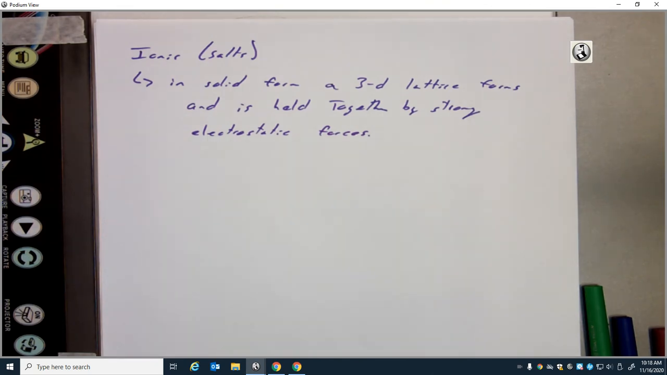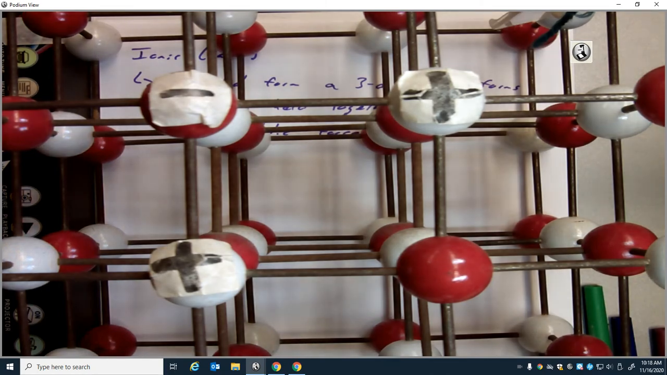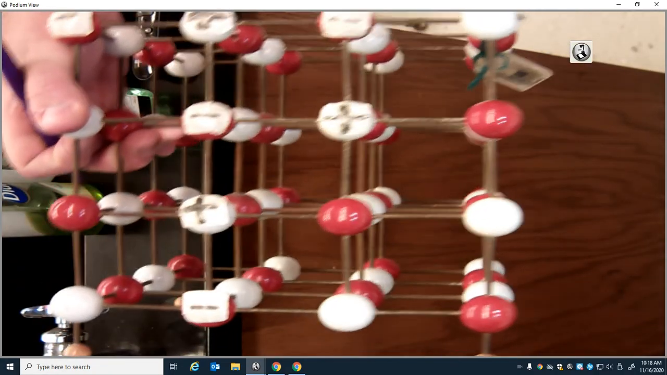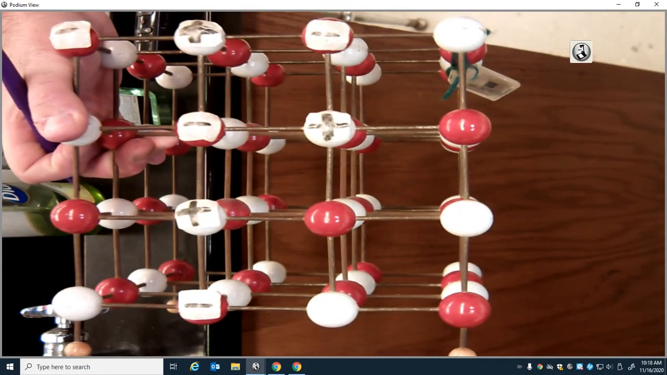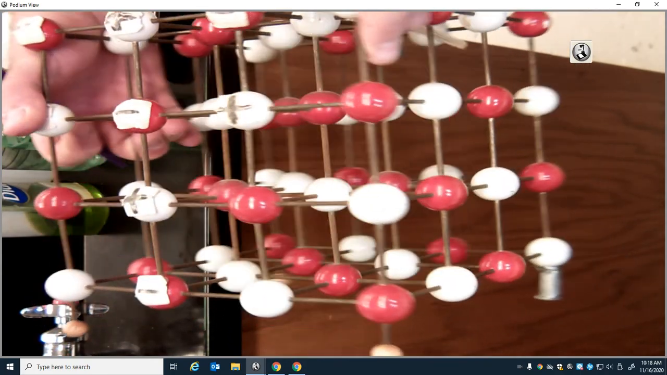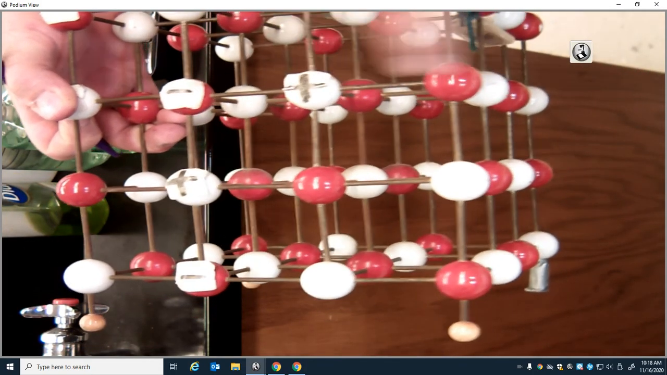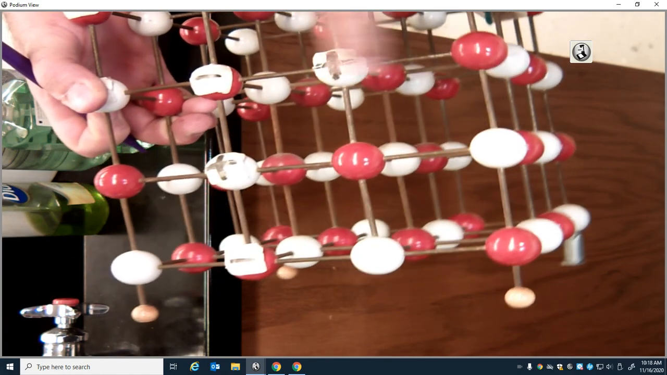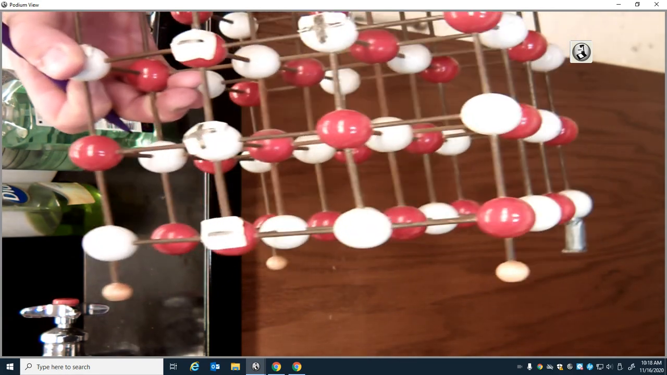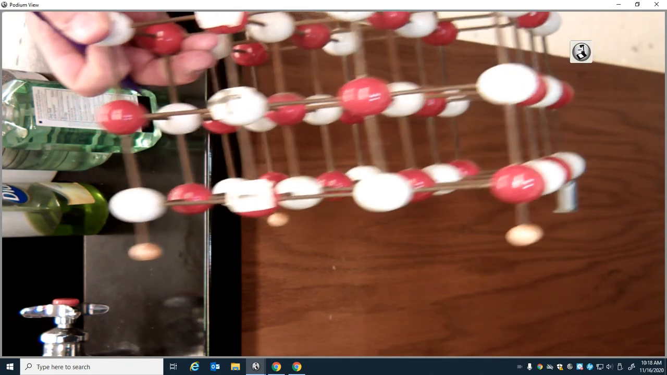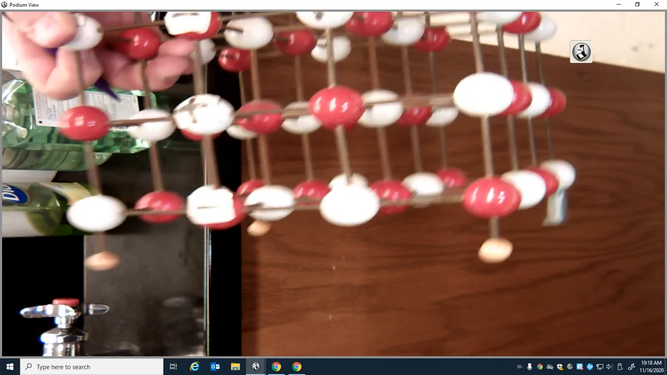And I got this model out again, and it's going to be hard to see here because I can't zoom out anymore. All right, so here's my model. So this is sodium chloride. This is that 3-dimensional lattice that we've looked at before. So this is my cation, there's my sodium. This is my chlorine, and this is an electrostatic attraction between them. But there's also an electrostatic attraction here, and here, and here. These are all electrostatic attractions.